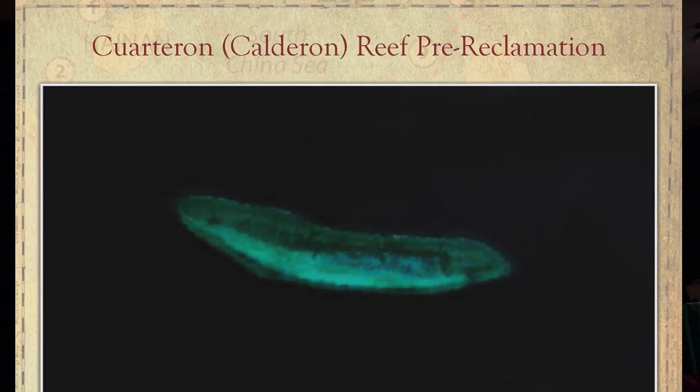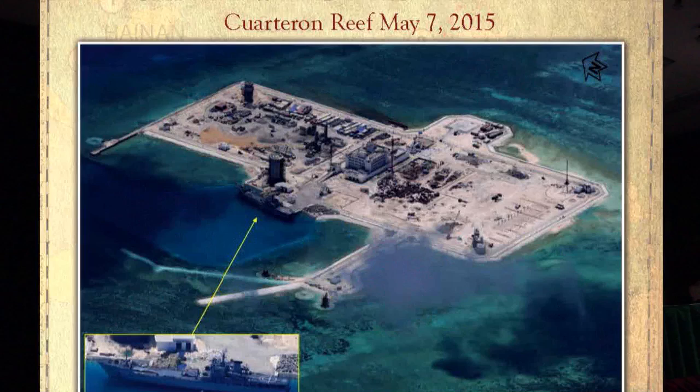That's Quarteron Reef before the reclamation. This is outside our EEZ but within our continental shelf. That's how it looked like May 7. There's a ship here. Tower, again, the tall buildings, 5 to 6 stories.